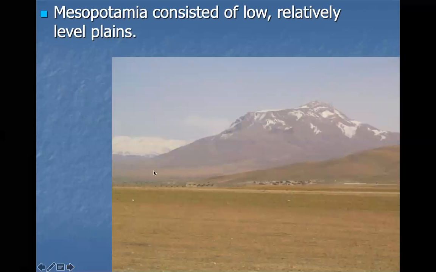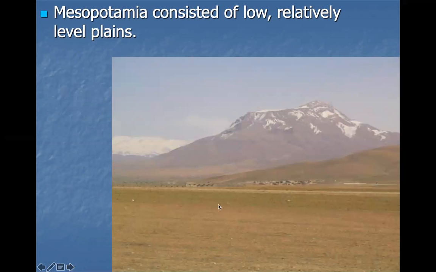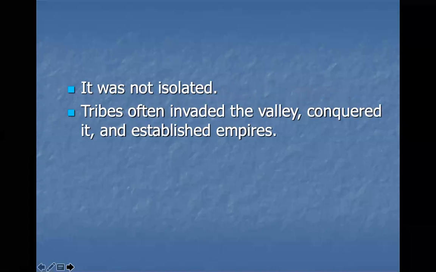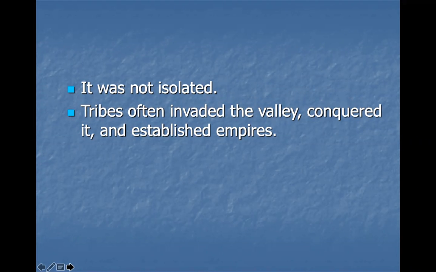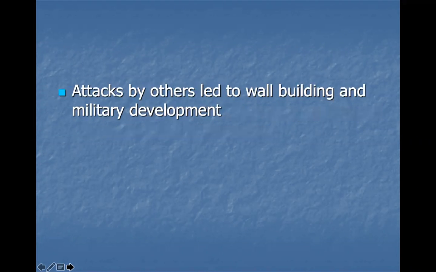Mesopotamia consisted of relatively low plains. You see real flat land here. It was not isolated. Tribes often invaded and conquered it and established empires. Attacks by others led to wall building and military development.